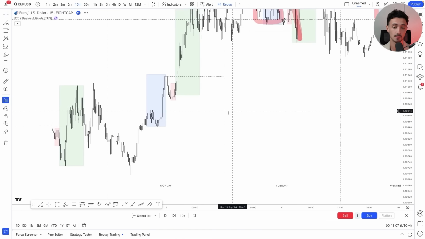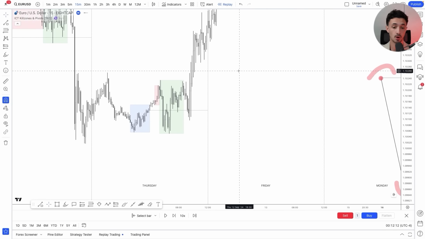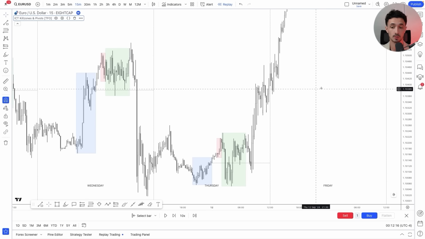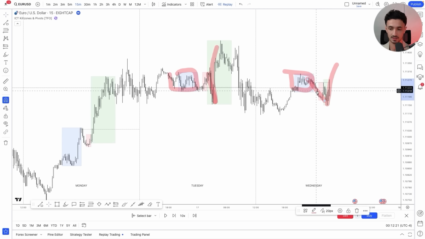We can go back again. Not this day, but blue box, manipulation lower, manipulation higher, right? We can do it over and over again. Manipulation higher, manipulation lower. So I really, really emphasize my understanding of Asia.